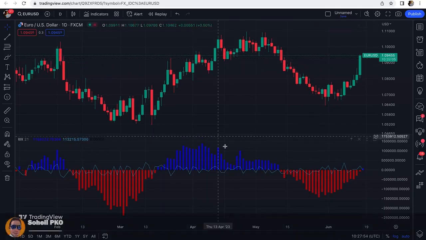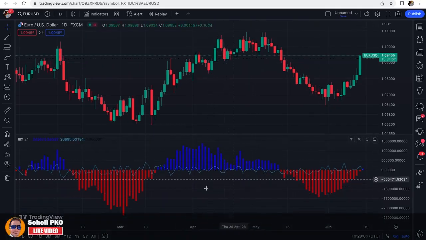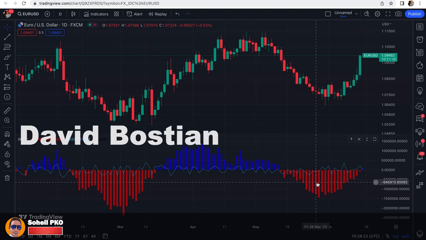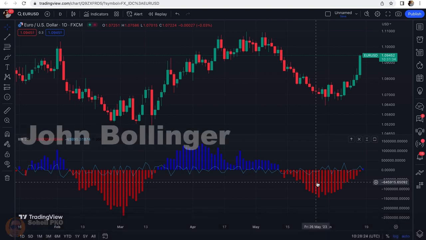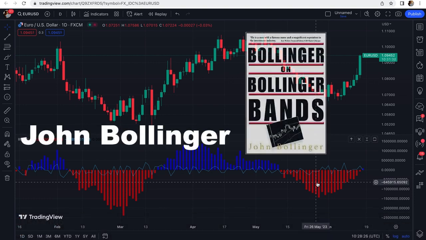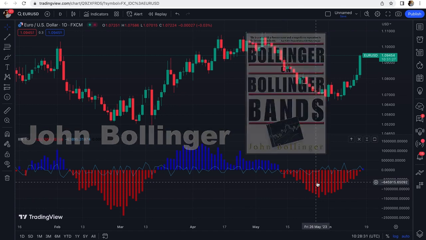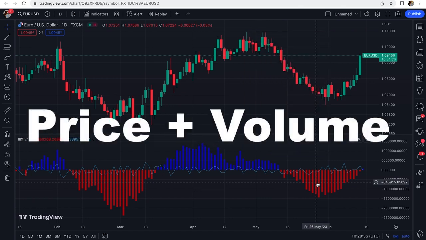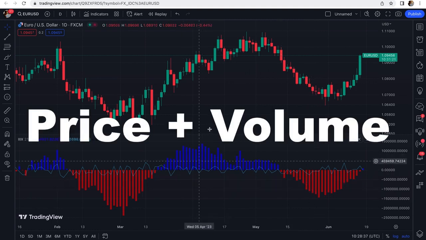Alright, this is the indicator, and as you can see, it's in the form of an oscillator with this histogram that is moving above and below the center line, which is 0. This indicator was created by David Bastian, and later it was popularized by John Bollinger in his book Bollinger on Bollinger Bands. This indicator is a volume-based indicator, and it uses both price and volume to analyze the supply and demand in the market.